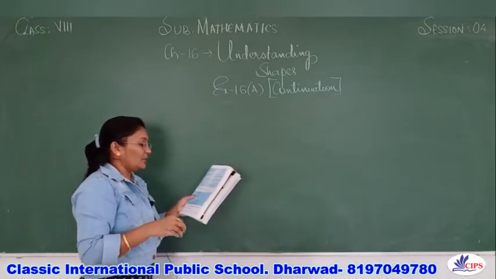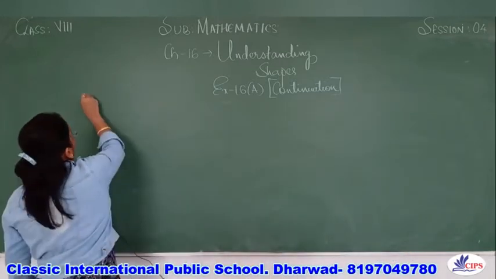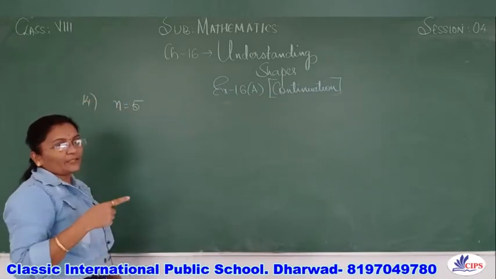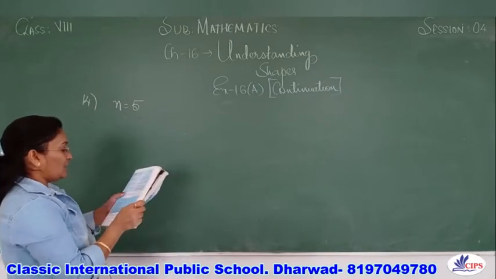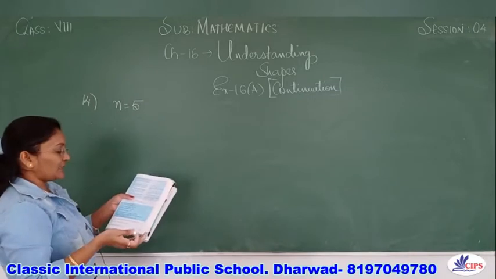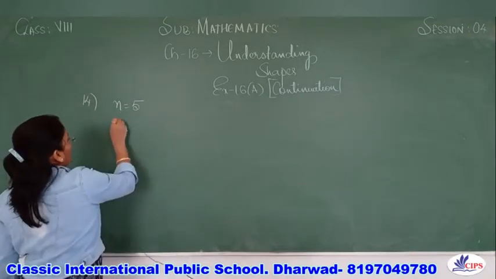So here, what will be the value of n? In the 14th sum, your n value will be 5. As it is a pentagon, n value will be 5. So now here 2 angles they have given and the rest they have given in the ratio. So now first let us find the sum of interior angles.